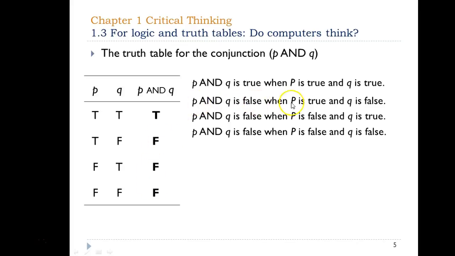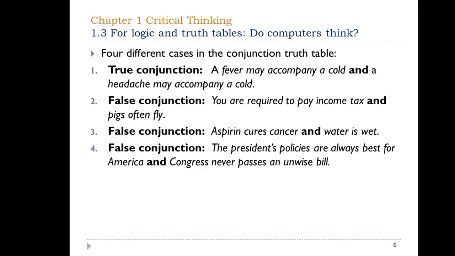P and Q is false when P is true and Q is false. P and Q is false when P is false and Q is true. P and Q is false when P is false and Q is false. The only time P and Q is true is when both P and Q are true. Four different cases in the conjunction truth table.